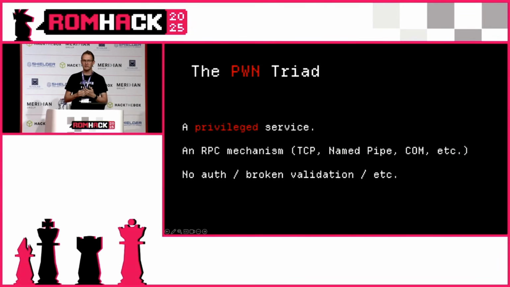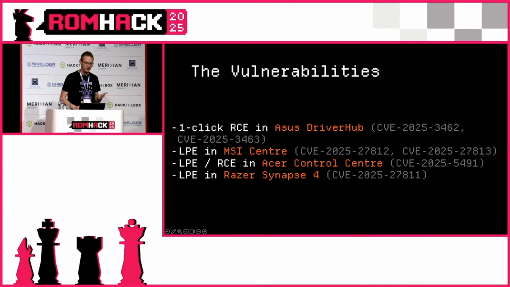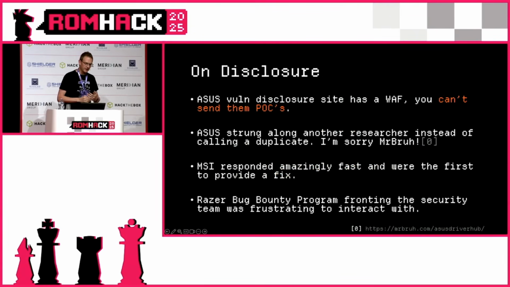As a little bit of a summary of what I've seen so far, there's this thing that I'm just going to call the Pwn triad when I look at software. If there is a privileged service and you can identify some form of RPC mechanism, be it a named pipe, arbitrary TCP connection or whatever, check for broken auth, broken validation, because the chances are pretty good you're going to find a vulnerability. Here is a summary of the vulnerabilities and the CVEs that were assigned if you wanted to take a little look at this later.